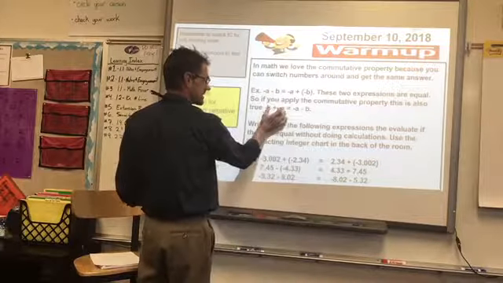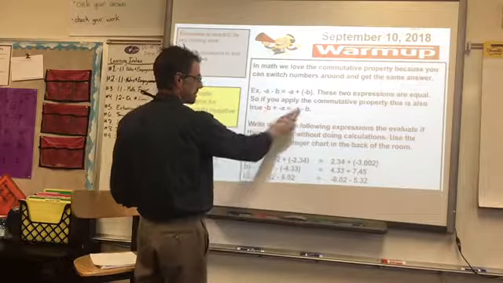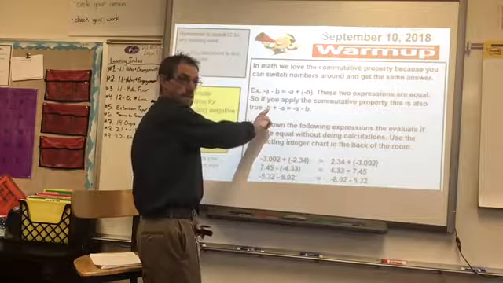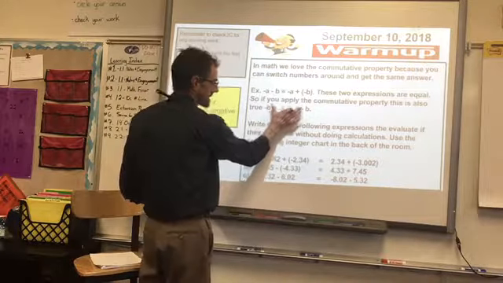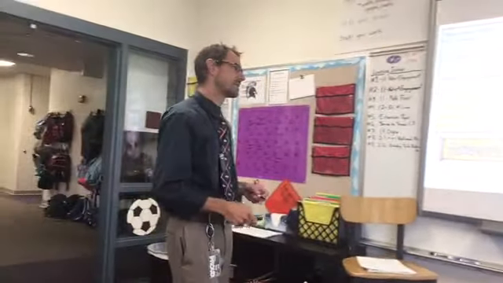And because this is the same, so is negative A minus B, which is like adding a negative B. So those are equal. And the commutative property lets me do that. So we have 3 expressions down here.